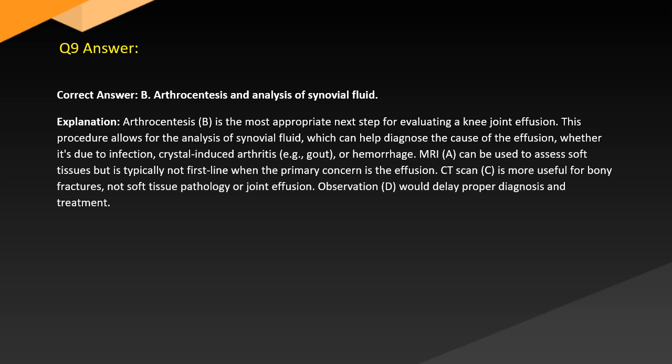Gout or hemorrhage. MRI can be used to assess soft tissues, but is typically not first line when the primary concern is the effusion. CT scan, C, is more useful for bony fractures, not soft tissue pathology or joint effusion. Observation, D, would delay proper diagnosis and treatment.